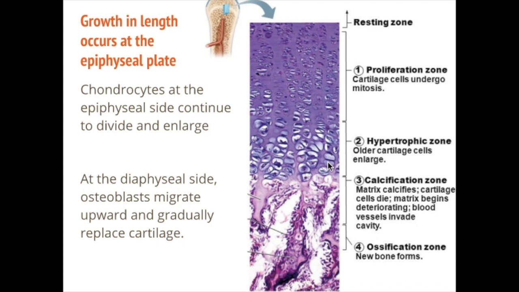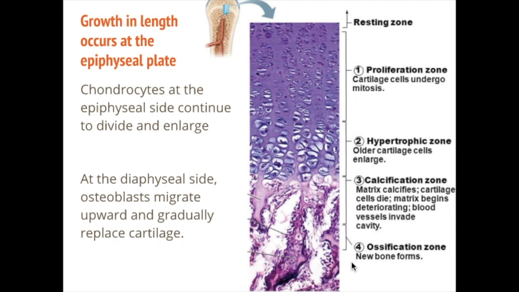enlarge. As they increase in size, they begin to deteriorate. And whenever cartilage deteriorates, we find that blood vessels are sure to follow and invade and bring with them osteoblasts. The next zone then becomes the calcification zone. This is where our osteoblasts are going to start secreting minerals to form the osseous tissue and create new bone in the ossification zone.